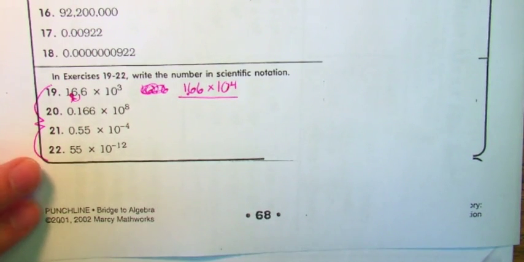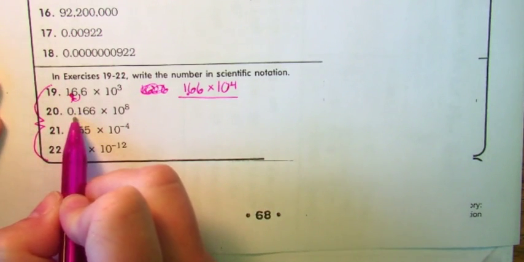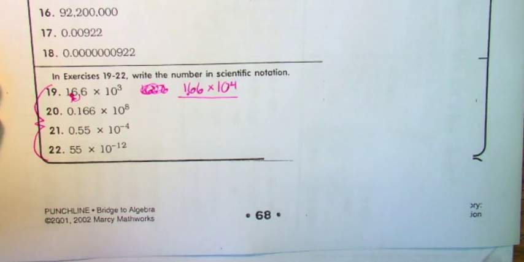So for each one of these, you need to put it into the correct form, because if you look, the decimal's not in the right spot. The decimal's not in the right spot. Uh-oh, there's no decimal at all, so we need to put one. So you need to decide how to put this in scientific notation.